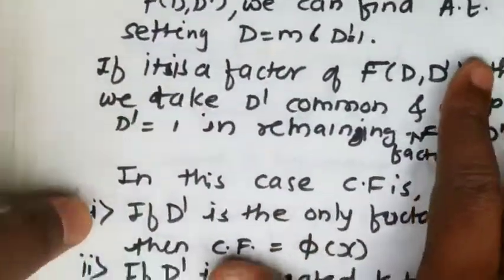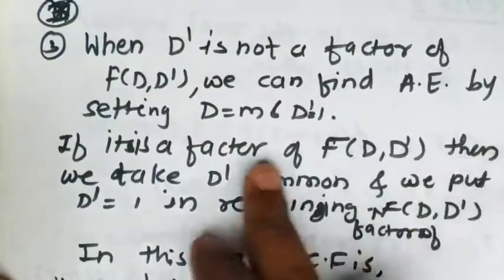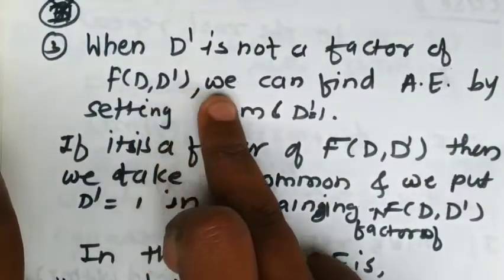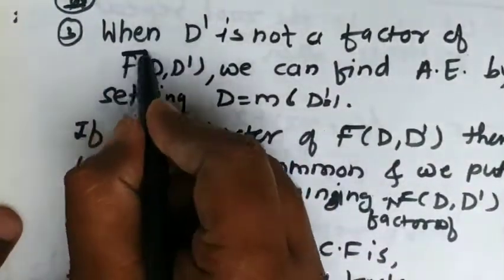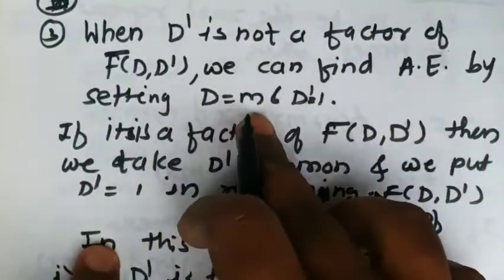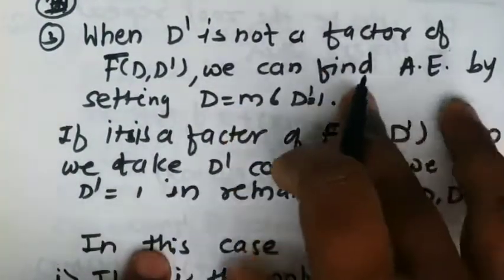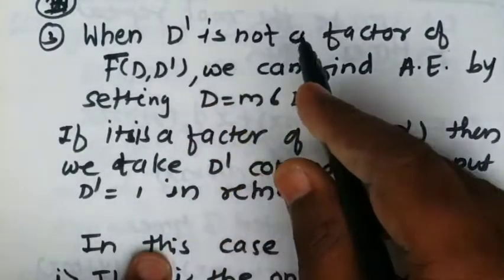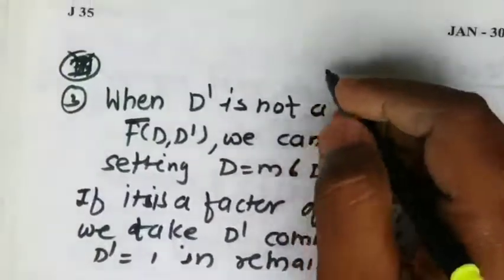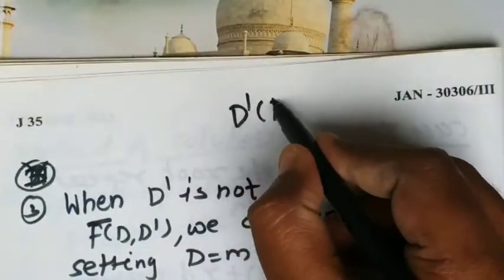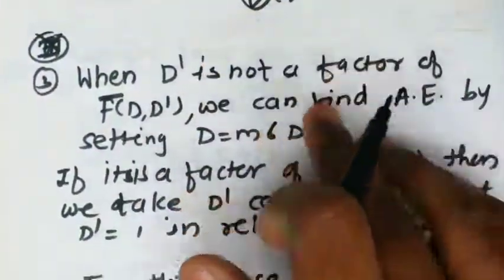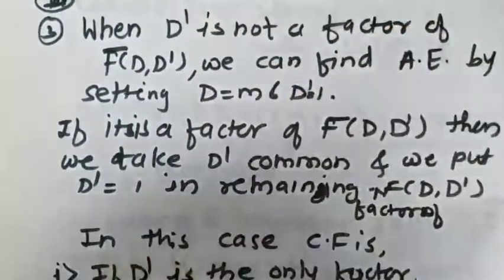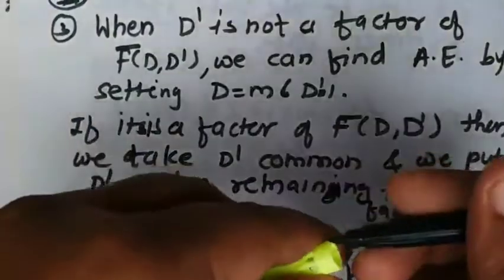Now, another thing related to CF: when d dash is not a factor of capital F of d comma d dash, we can find the auxiliary equation by setting d equal to m and d dash equal to 1. So we put d equal to m and d dash equal to 1, and we can determine the auxiliary equation whenever d dash is not a factor. And d dash being a factor means you may get some polynomial like d dash into d minus 1. So here d dash is one factor, right? When d dash is not a factor, you can directly get the auxiliary equation and determine the roots. But if it is a factor, things become different.